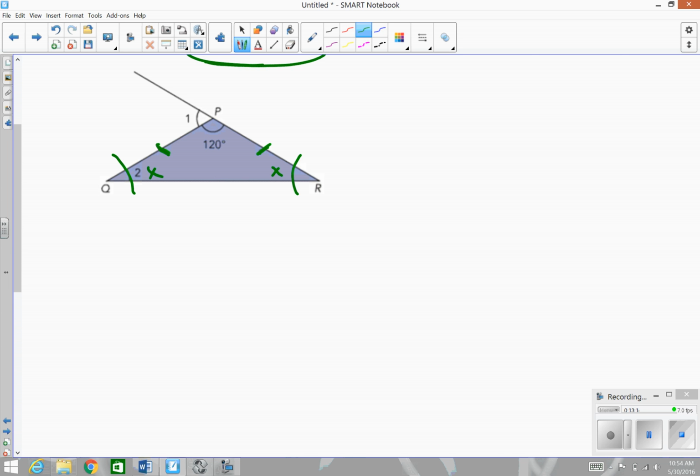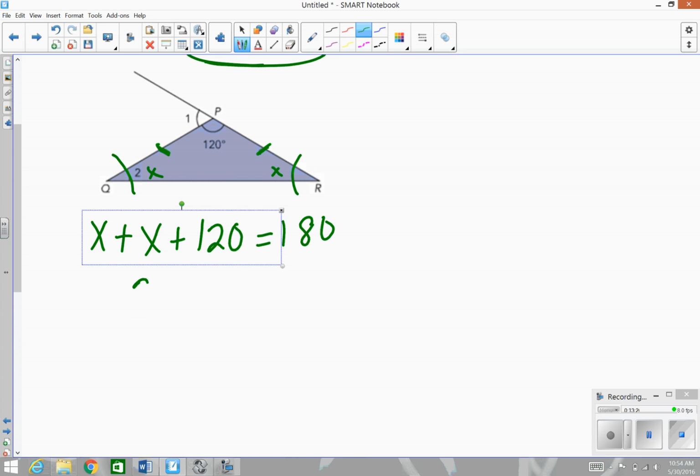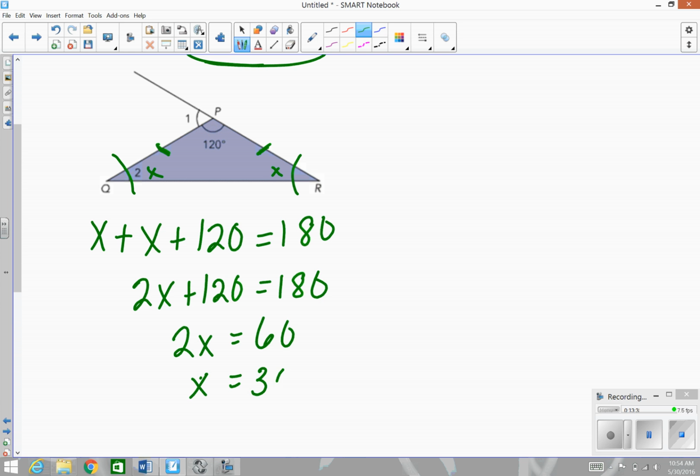And what do we know about the sum of the three interior angles of a triangle? You got it. They add up to 180. So we'll say that x plus x plus 120 equals 180. 2x plus 120 equals 180. 2x equals 60. X equals 30. So now we know that this is 30, this is 30, and that's 120. And now we have enough information to solve for angle 1.